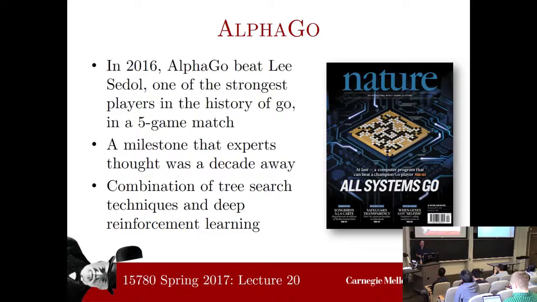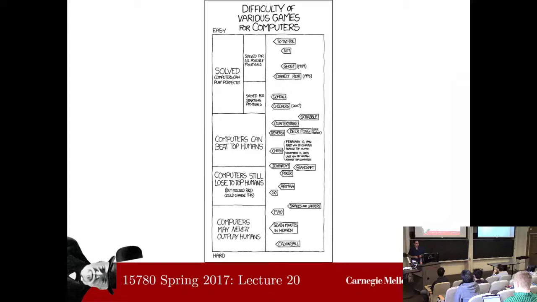So here's actually a really nice XKCD comic from a few years ago. It's a bit out of date. But what he did here was arrange different games according to the state of the art in terms of how well computers perform against humans. So in the top category, it's games that are solved. So things like tic-tac-toe are pretty easy to solve. And then checkers are sort of more pushing the boundary on that side of this illustration.